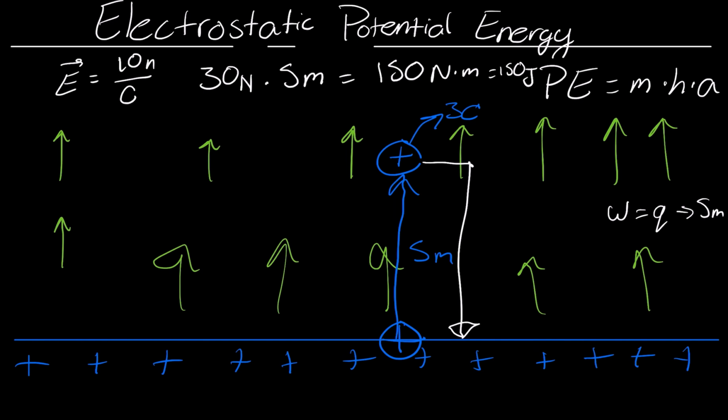Remember, charge 2 is relative to charge 1. So the potential energy of charge 2, relative to charge 1, is equal to 150 joules. It's very important to include relativity, as that gives you a sense of where exactly you're going to be giving the reference from. So here, for example, we know that charge 2 is relative to charge 1.